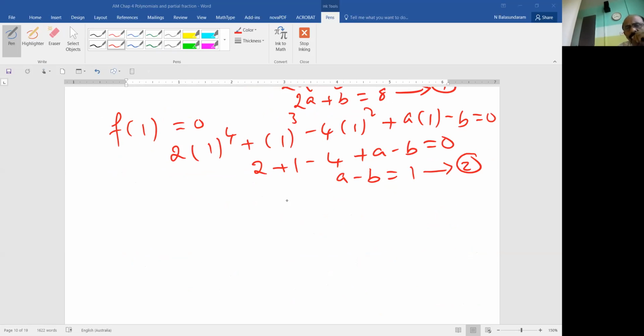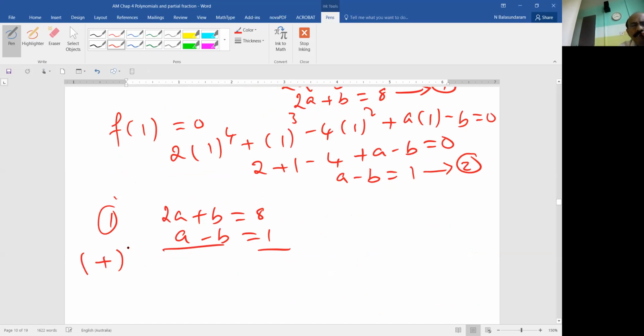I'm going to solve the two equations simultaneously. The first equation is 2a plus b equals 8. The second equation is a minus b equals 1. It's quite simple and straightforward. I'm going to add them together. 2a plus a is 3a, b and b cancel, 0. 8 plus 1 is 9. So 3a equals 9, so a equals 3.